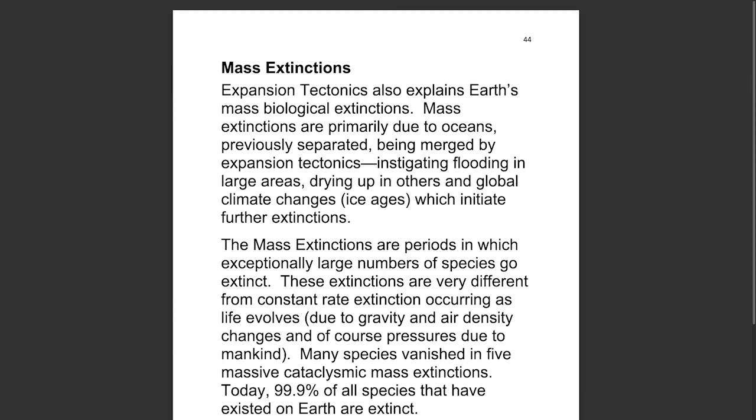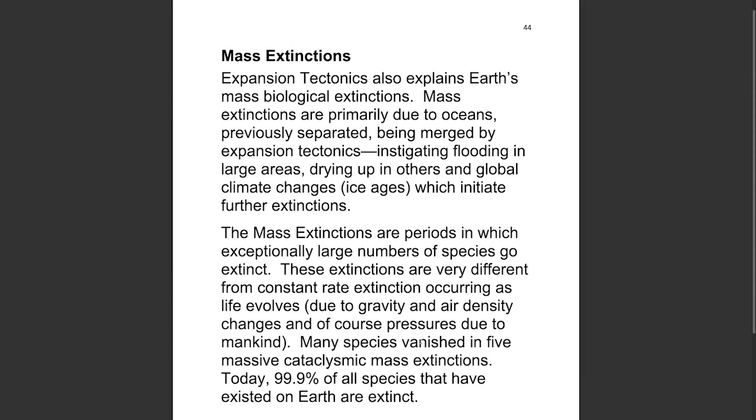No, sorry. Mass extinctions are due to oceans previously separated, like I was explaining with the Pacific Ocean, being merged by expansion tectonics. It instigates flooding in large areas, drying up in other areas, and global climate changes like ice ages, which initiate further extinctions. The mass extinction periods are those in which exceptionally large numbers of species go extinct.